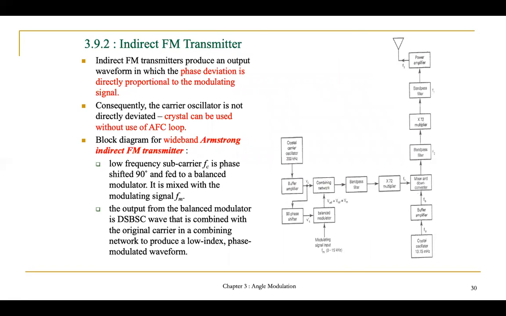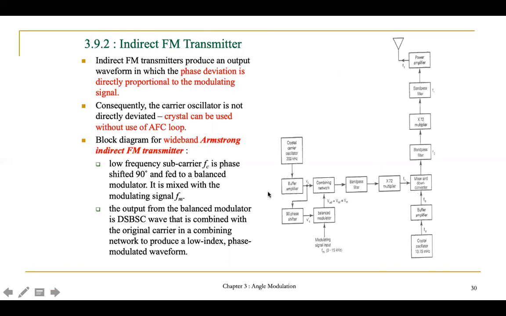So this is the indirect FM transmitter. This is the block diagram. We also call this the Armstrong indirect FM transmitter. The indirect FM transmitter is where the phase deviation is directly proportional to the modulating signal. And you can see that for the indirect FM transmitter, the carrier oscillator is not directly modulated, thus you don't need to use the AFC loop in order to maintain the stability.